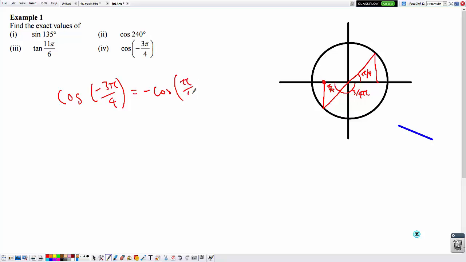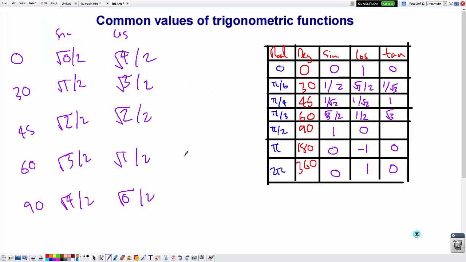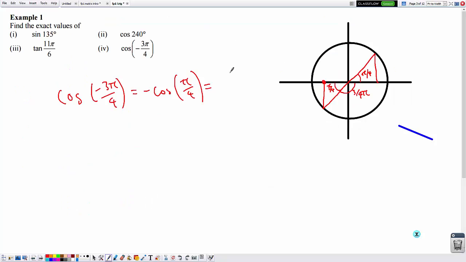pi over 4. Now, cos of pi over 4 is, I think, root 2 over 2. We can just double check on this. Cos of pi over 4 is 1 over root 2 or root 2 over 2. Same thing. So the answer is minus root 2 over 2.